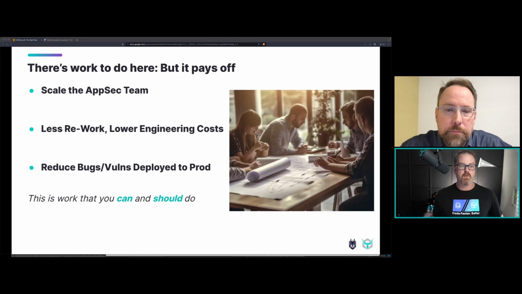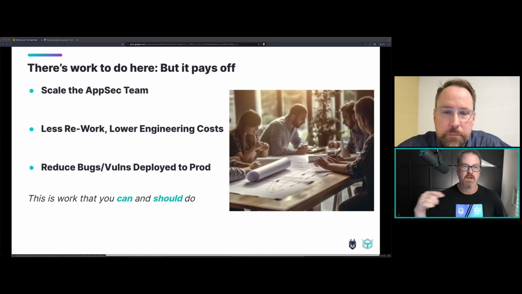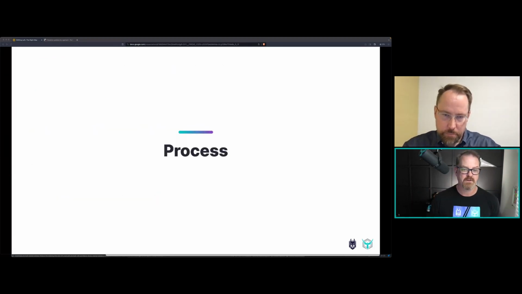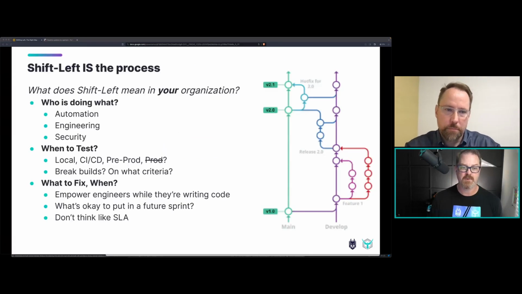Look at the shirt that I'm wearing. It's so apropos. Code faster, safer. Build safer code faster and get it to market to provide value to customers, because that's what ultimately we're out here doing. Reduce those bugs and vulnerabilities deployed to production. Hard work, but it's work that you can and should do. And we're going to talk through a bunch of the stuff that you've got to do. First of all, Jim, talk to us about process.